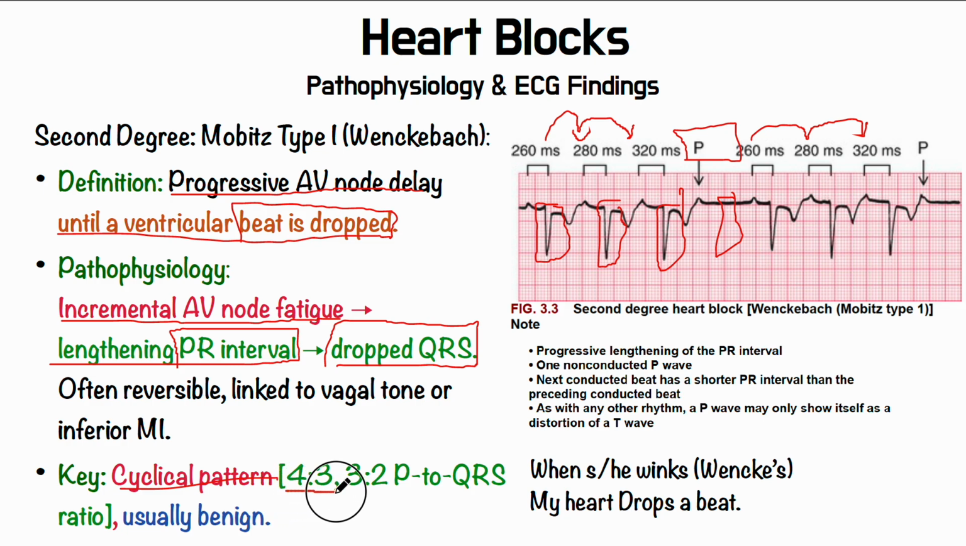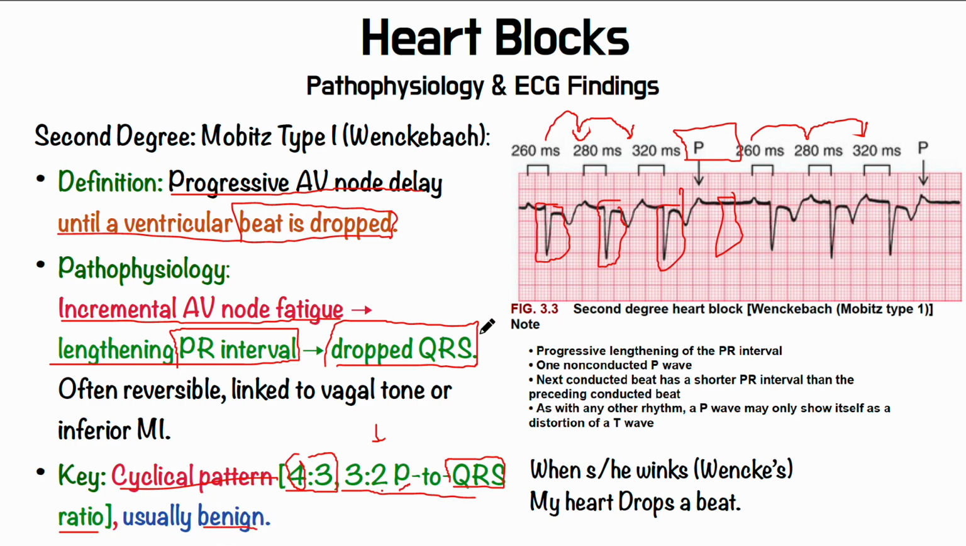Some can show a 4:3 pattern or 3:2 P to QRS ratio. It means that there are 4 P waves to 3 QRS waves, that is, 1 beat is dropped, right? Then 3:2, like 260, 280, 320: there are 3 P waves, then a QRS beat is dropped. 3:2, one QRS beat is dropped. It is also usually benign, right?